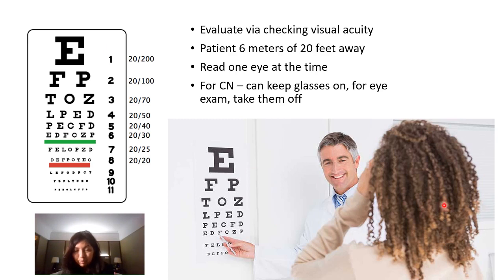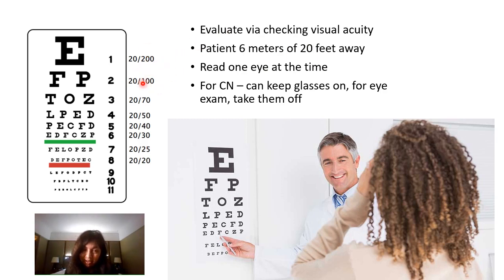So you put your patient either 6 meters or 20 feet away from the chart, and you get the patient to read the chart until they reach a line where they can no longer read. Okay, and if you look at the chart, you can see that there are numbers to the lines, and each line will usually have a corresponding number at the side. So this is 20 over 200, 20 over 70, and what that means is that this 20 indicates the distance from the chart that you put the patient, the 20 feet away.